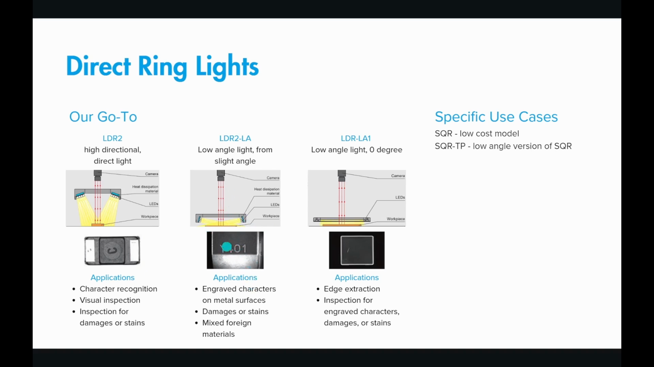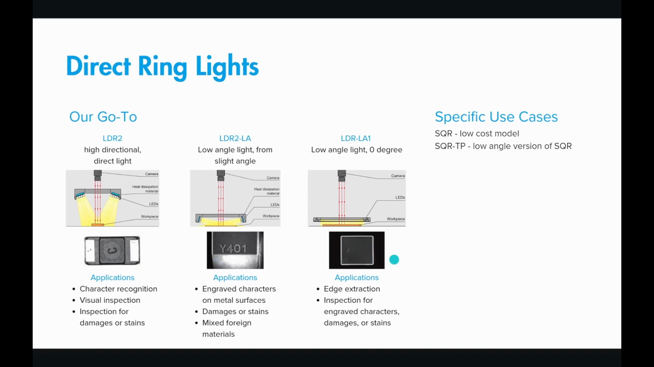So you can see more of the top of the surface, versus the LA1, which is that 0-degree light. It's got one LED that is parallel with the sample, and so you have a very, very low angle effect here. It's really great for fine scratches or engraved text, edge extraction, stuff like that.